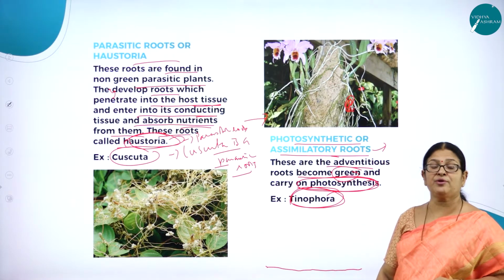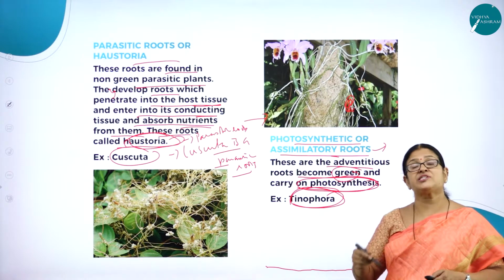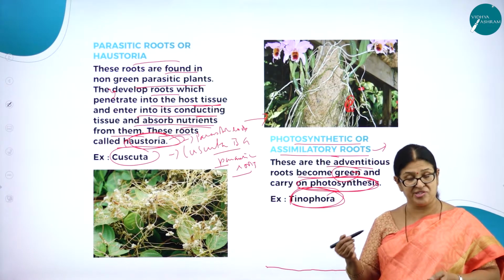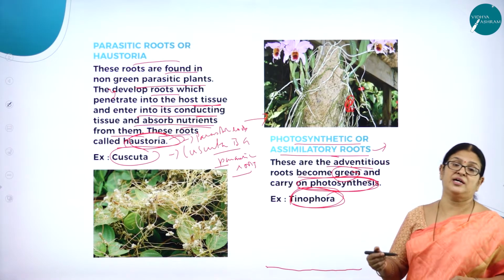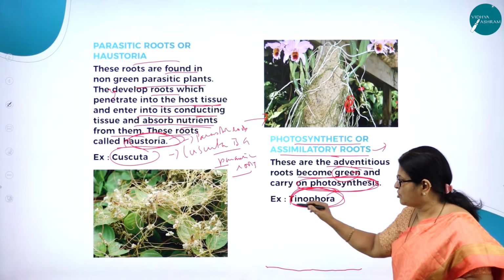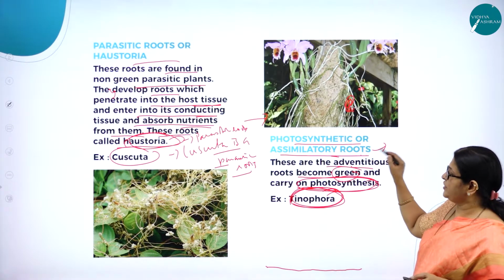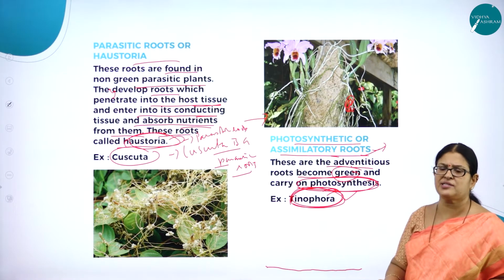So what are assimilatory roots? Assimilatory roots are those roots or photosynthetic roots which get themselves modified into green structures. Particularly the adventitious roots become green in color to carry on the process of photosynthesis, and such roots are called as what? Assimilatory roots. And a classical example you can take is of Tinospora. All these are the examples for what?